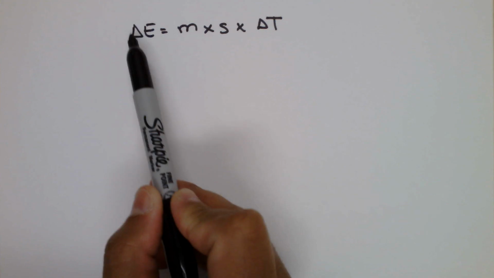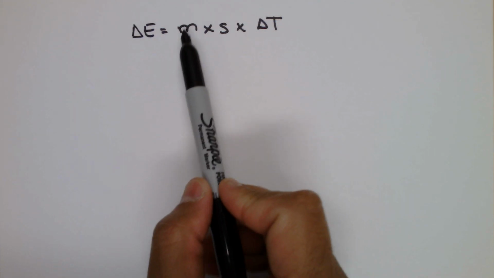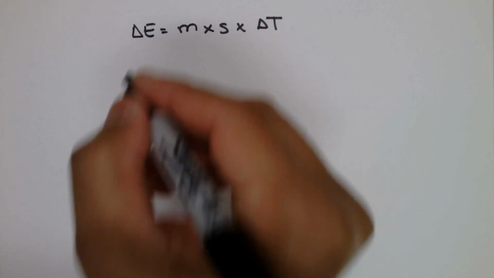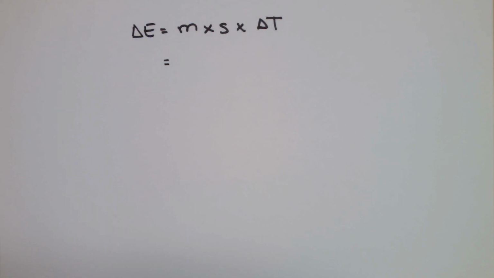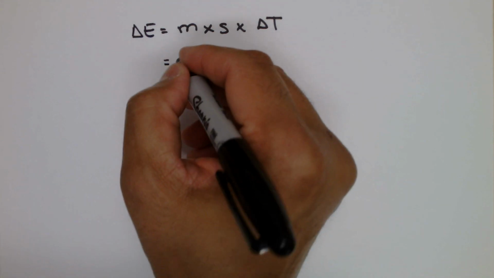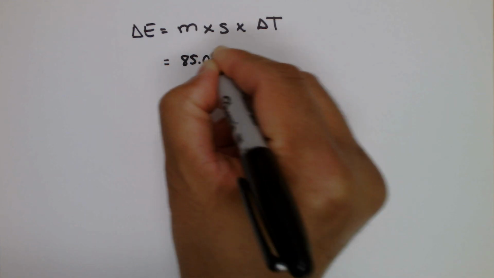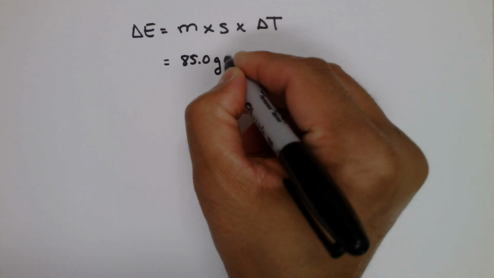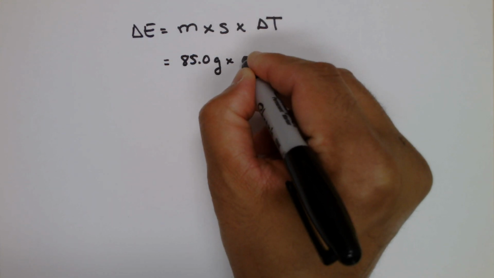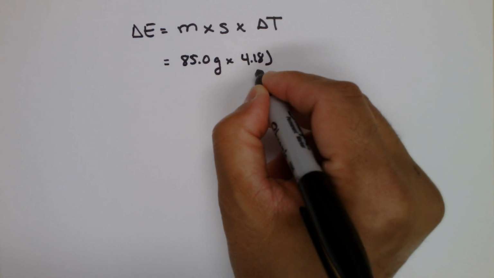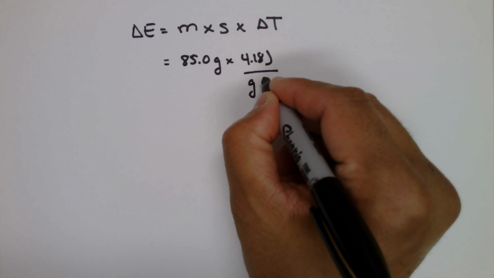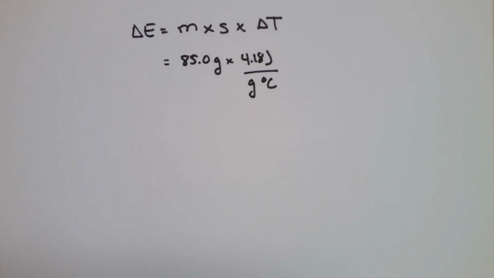Here's our equation. The energy required for this process to happen is the mass times the specific heat times the change in temperature. In this example, we have a sample of water. It's 85.0 milliliters. If we're assuming 1 gram per milliliter density, we can just put in here 85.0 grams of water, and we'll multiply by the specific heat. Recall specific heat is the energy, 4.18 joules, required to raise the temperature of 1 gram of water by 1 degree Celsius. So that's what the units mean here.